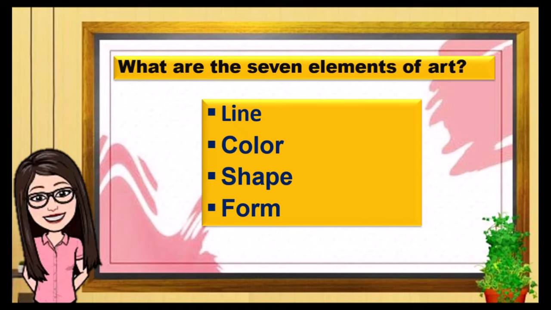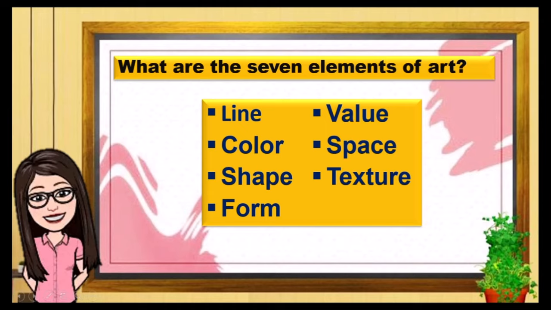Next, value. Related to color, value is the lightness and darkness of a color. Next, space. This element of art can be manipulated based on how an artist places lines, shapes, forms, and color. Last element, texture. Texture is an element of art that also plays to our sense of touch. It is defined as a description of the way something feels or looks like it would feel.